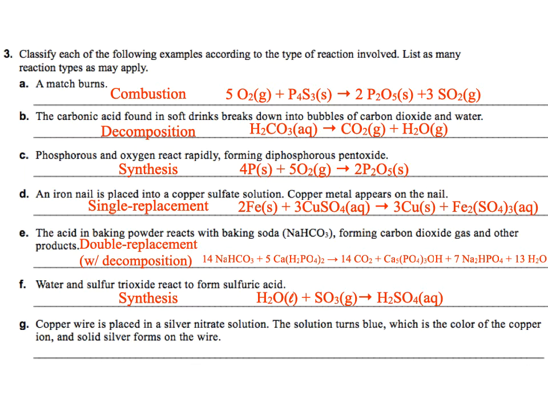G, copper wire is placed in a silver nitrate solution. The solution turns blue, which is the color of the copper ion, and a solid silver forms on the wire. That is single replacement. We have copper being the element and silver nitrate being the compound. And it says it turns blue, which is the color of the copper ion, which is copper 2 nitrate, and solid silver is forming, and that should be 2Ag solid, not 2Ag gas.